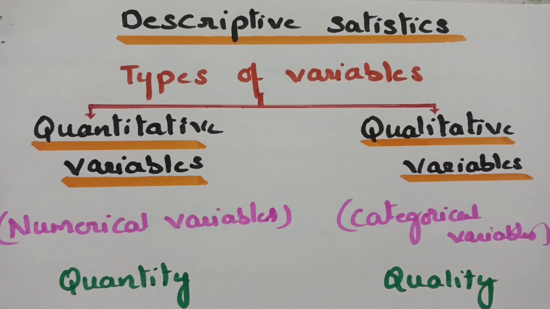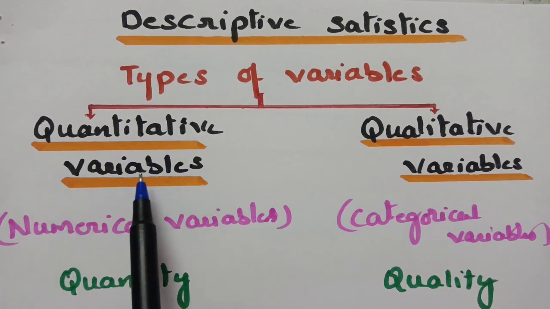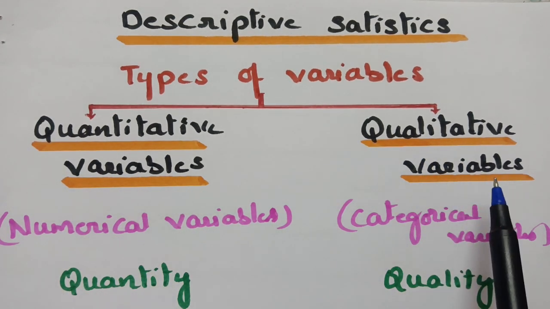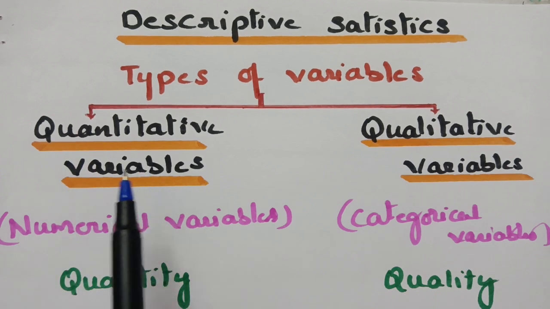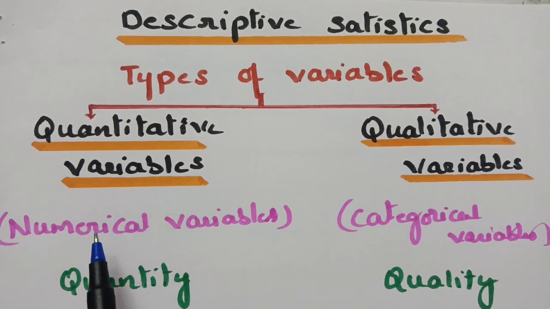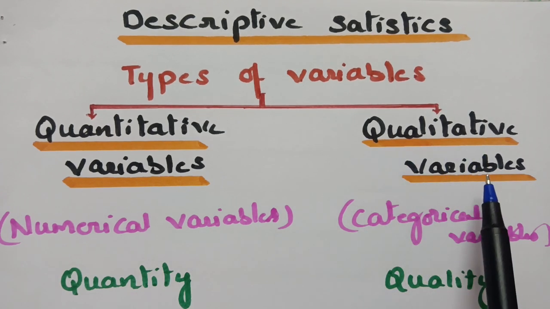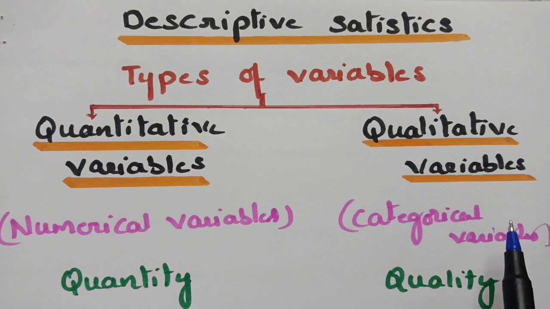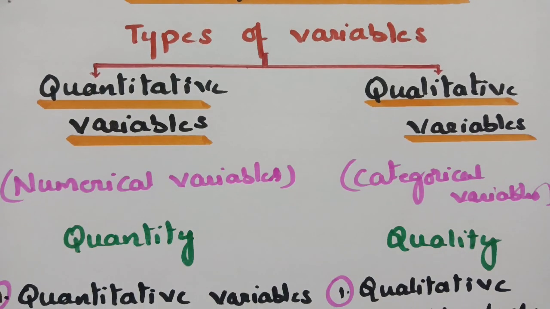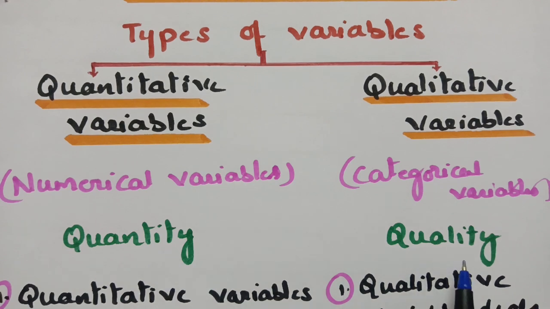Today's video is on the types of variables, and this topic is from descriptive statistics, and it is related to probability and statistics. So here are the types of variables. One is the quantitative variable and the next one is the qualitative variable. The quantitative variable always deals with numerals, so it is called a numerical variable. And qualitative variables always depend upon quality, categories or classifications, and it is also known as a categorical variable. So here one depends upon quantity and the other depends upon quality.